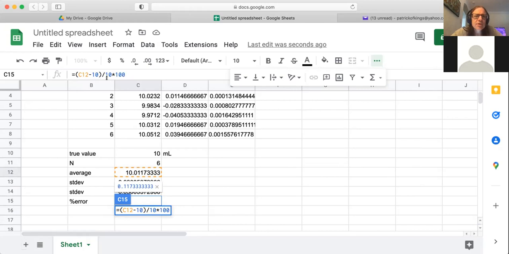Now that may look like it's gonna put the 100 in the denominator, but it's actually not. If you do that difference and divide by 10 and then hit times 100, it's gonna put the 10 in the denominator. If you wanted them both to go in the denominator, you could do it by putting the denominator in parentheses, then that would mean that they're both in the parentheses, but we don't want that, right? Because we want to divide by 10, because the true value is 10, and then we want to multiply by 100 to convert it to a percentage, right? Okay, and there we go.